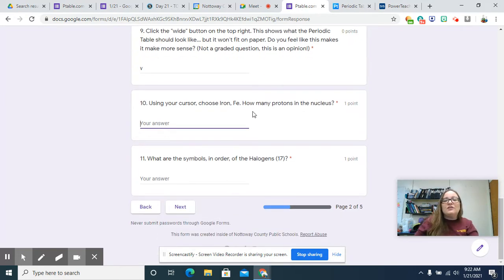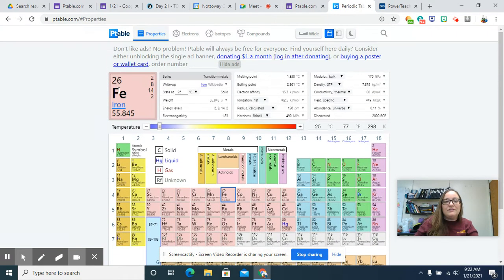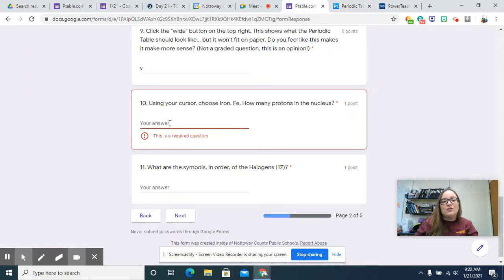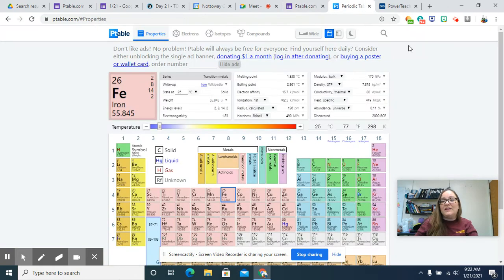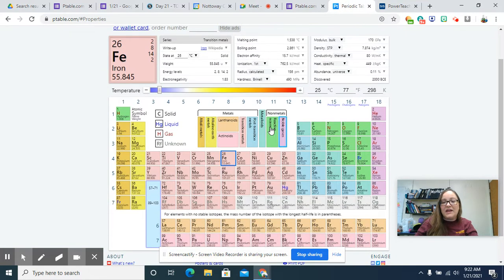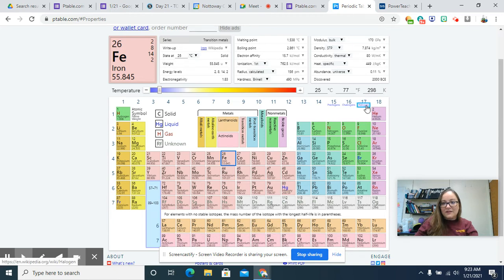All right, so using your cursor, choose iron. How many protons in the nucleus? So iron. Well, if iron has an atomic number of 26, that means that it has 26 protons in the nucleus. Number 11, what are the symbols in order of the halogens? So we need the family halogens. Number 17, the family halogens. And that's this row right here, like I said, family 17. So we have fluorine, chlorine, bromine, iodine, and astatine.